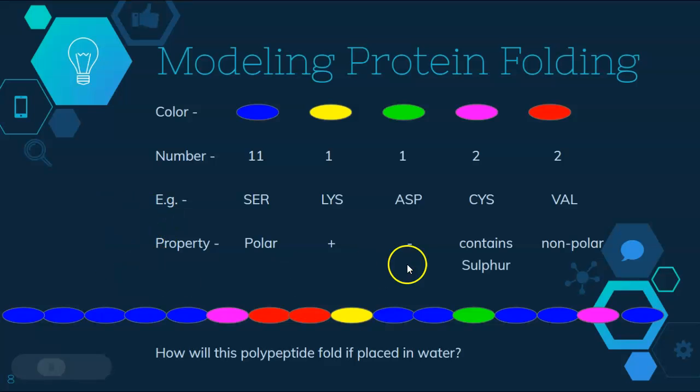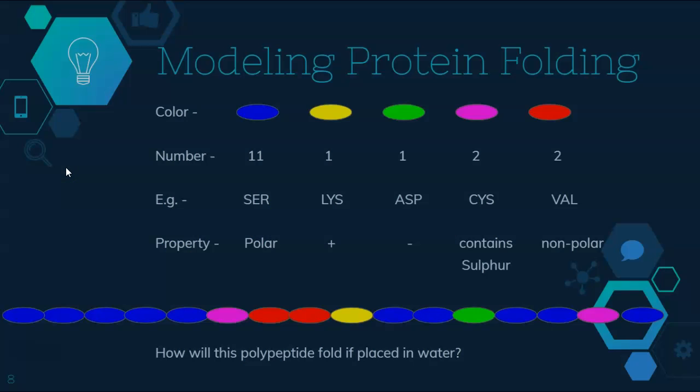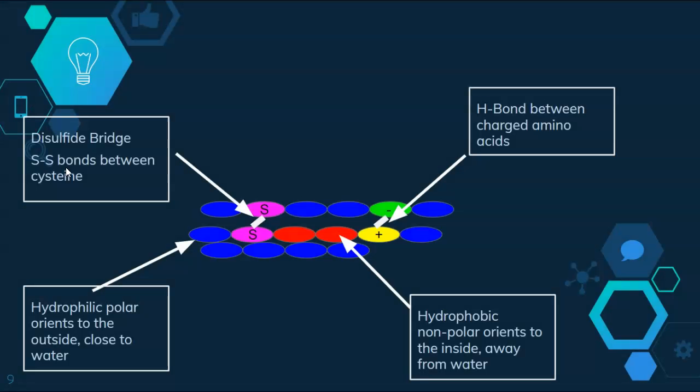You have to figure out what the properties are and then figure out how they're going to actually fold up together. In this case, it's going to look like this. We knew that the reds had to be in the middle, right? We knew that the two pinks had to have that disulfide bridge between them, and we knew that the positive and negative had to line up with each other because they like to be next to each other because they're attracted to each other. We hid away the hydrophobic, and the hydrophilic are surrounding the outside, allowing this folded protein to work properly.